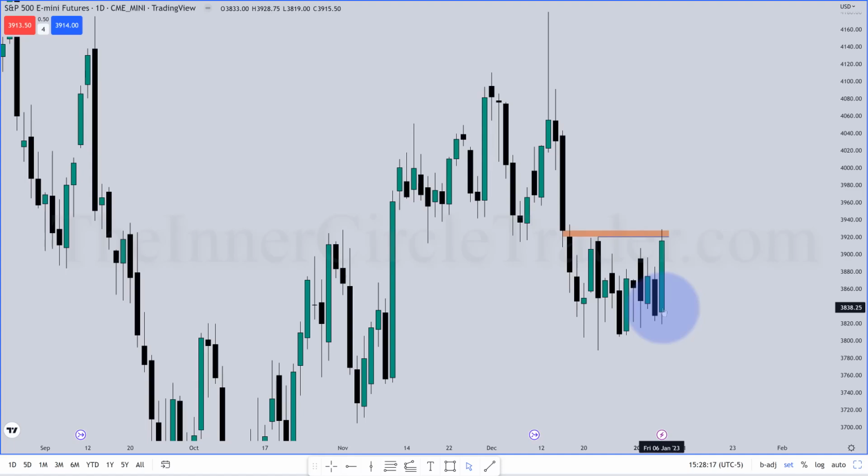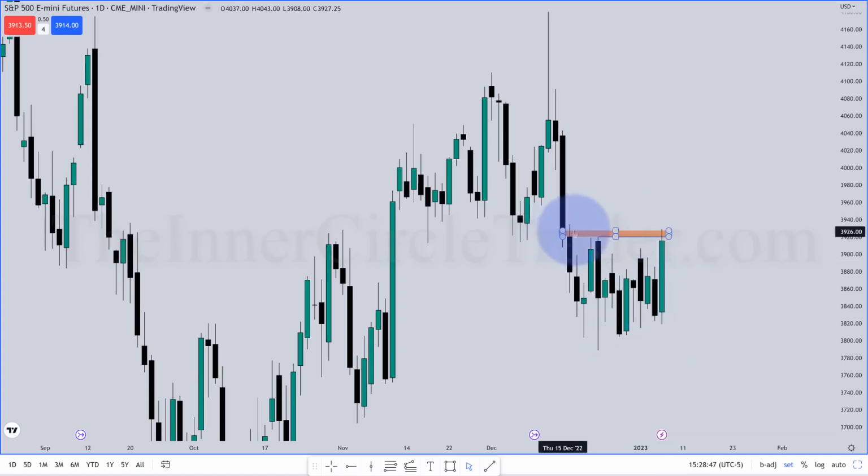On the micro E-mini, you can look that up as MESH2023. It actually went below the 14. So take a look at that and you'll see an SMT divergence. And that means the MESH2023 went lower than the ESH2023 symbol. Okay, so just something out there for you to study.